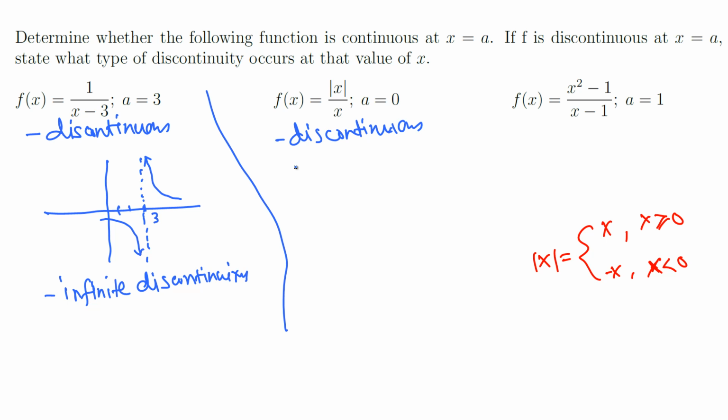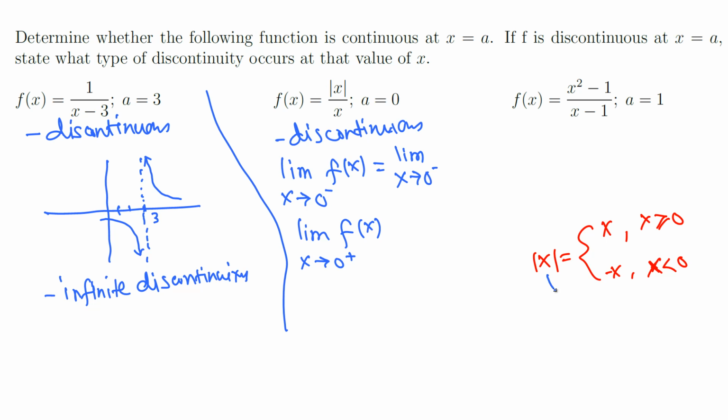To determine the type, let's find the one-sided limits. The limit of this function when x approaches 0 from the left, and simultaneously let me do the following: the limit of this function when x goes to 0 from the right side. When x goes to 0 from the left, x is less than 0. So the function is absolute value of x over x, and when x is less than 0, the absolute value is negative x. So this is negative x over x on the bottom. The x cancel, so negative 1.